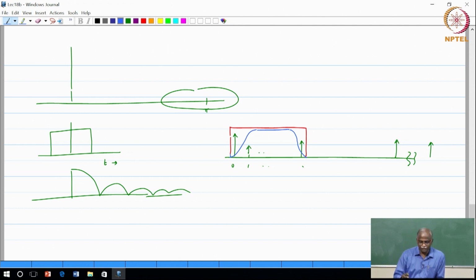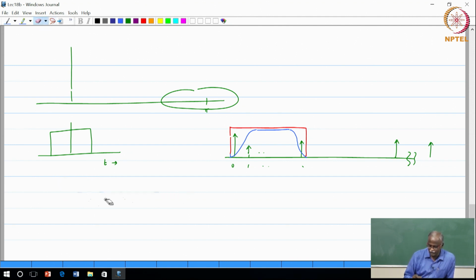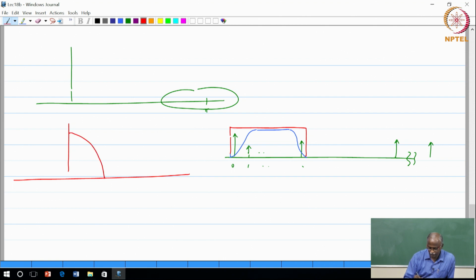Can you guess the frequency response of this? Let me draw the corresponding spectrum. The red version is a rectangular window, so let me draw the spectrum of the rectangular window. For the blue, it will have lower side lobes. What is the price that I pay? It will have a wider transition. What is the price that you will pay?